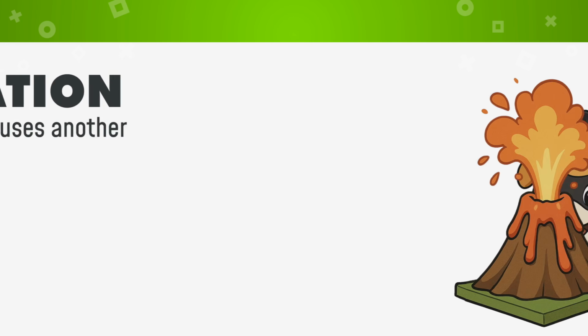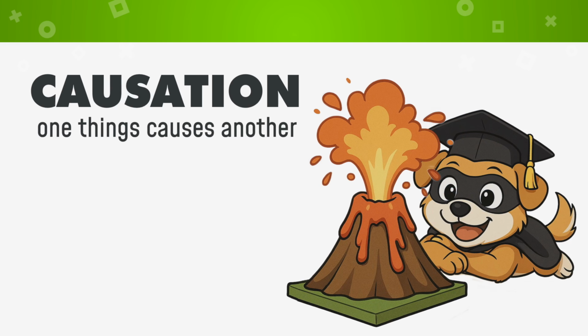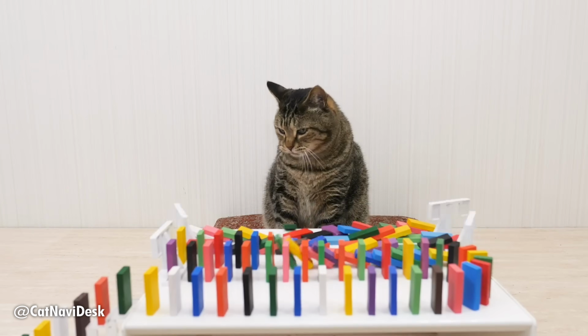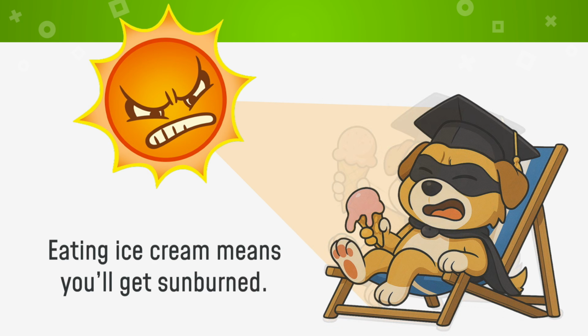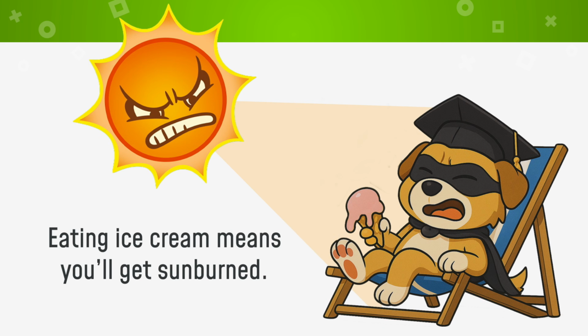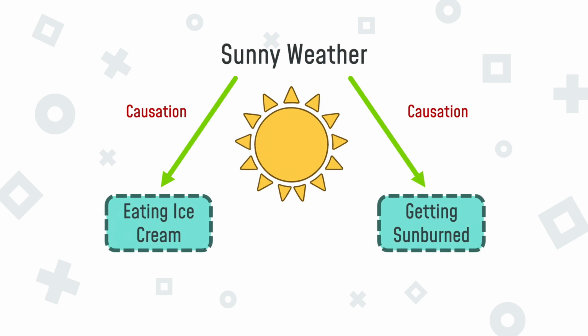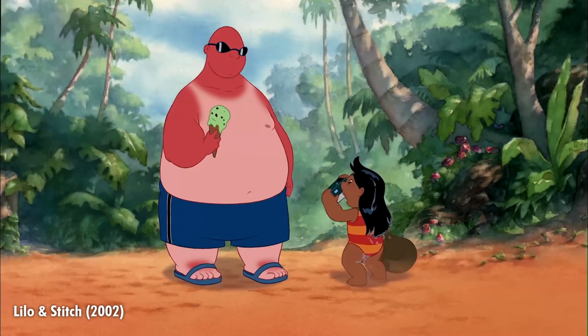Let's look at causation first, which means one thing actually causes another, like a reaction. If you push a domino, it falls. In real life, we look for evidence that shows that one event leads to another. Correlation, on the other hand, just means 2 things happened at the same time, but one doesn't cause the other. For example, eating ice cream means you'll get sunburned. It just so happens that the activity of eating ice cream correlates with being sunburned in the summer.